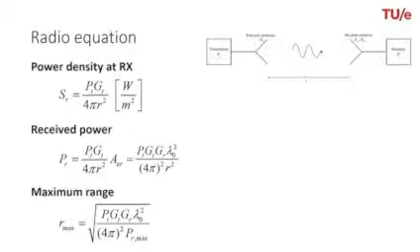Having said that, from this equation we can determine the maximum range, R max, so that's the communication range. An important parameter in this equation is the receiver sensitivity, so the minimum power that is required by the receiver to be able to demodulate the received signal. That's given by the specific wireless communication system at hand.